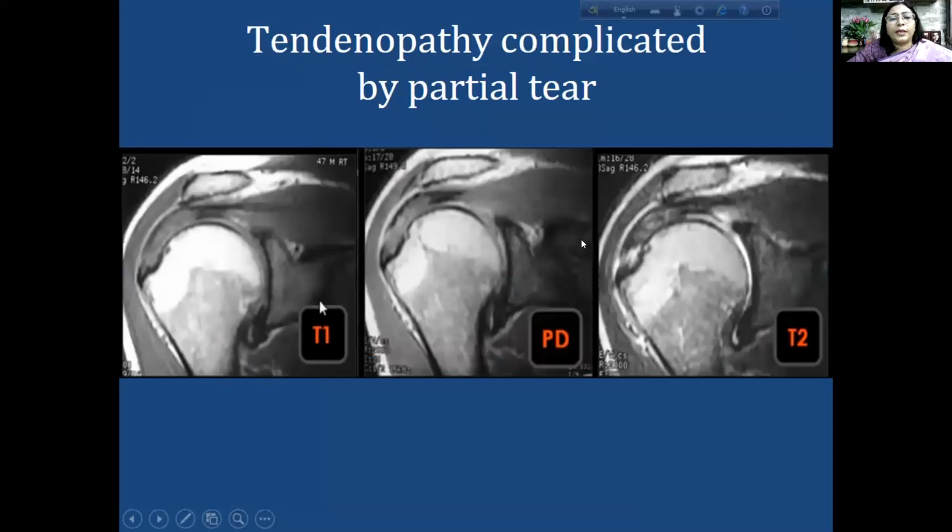Sometimes the tendinopathy is complicated by a partial tear. Here there is a degenerated tendon of the supraspinatus, but close to the articular surface there is a fluid signal intensity area, hyperintense, similar to the bursal fluid. This is caused by an acute partial tear in the degenerated tendon.